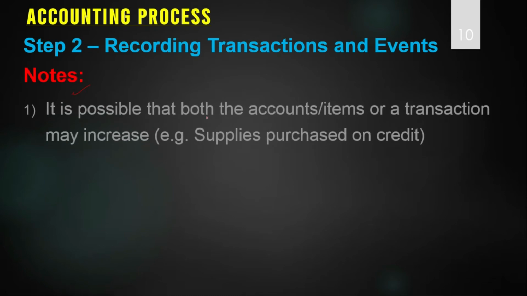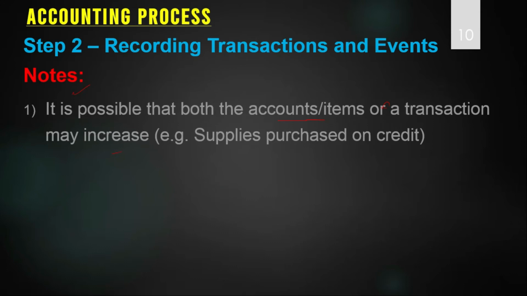It is possible that both the accounts of a transaction may increase or decrease. Both the accounts of a transaction may increase or decrease. Some students think that the accounts which they find in the transaction will have only one increase and one decrease. One will increase and one will decrease. No. The rule says that one will be debited and one will be credited. This is the rule.